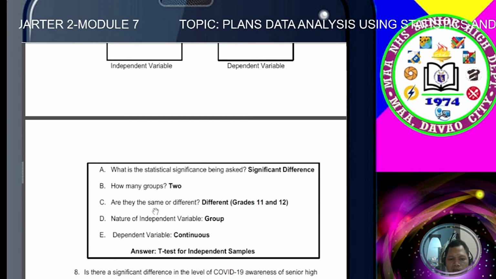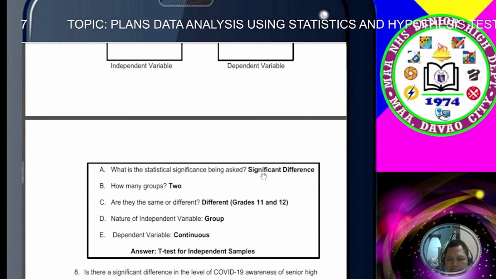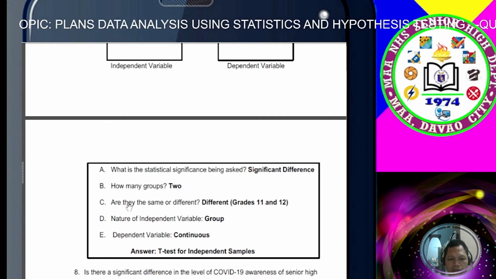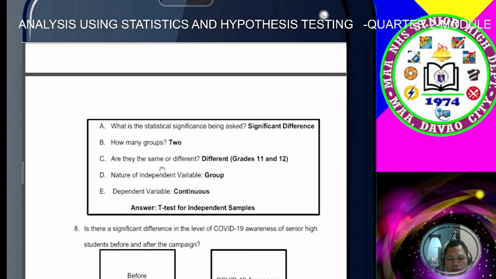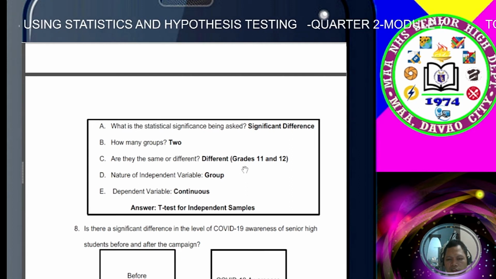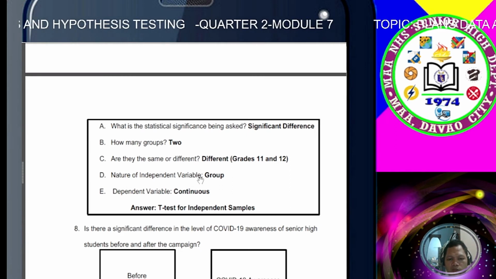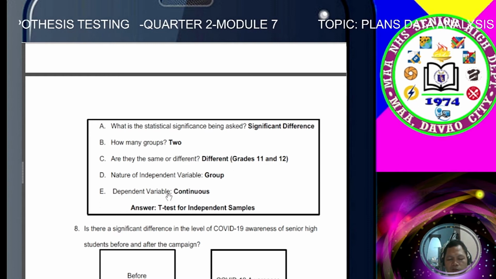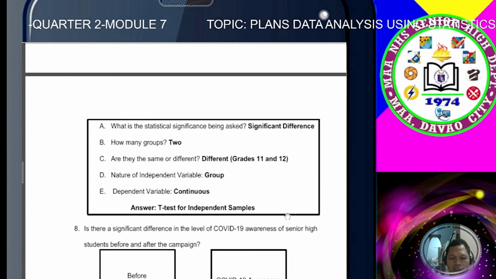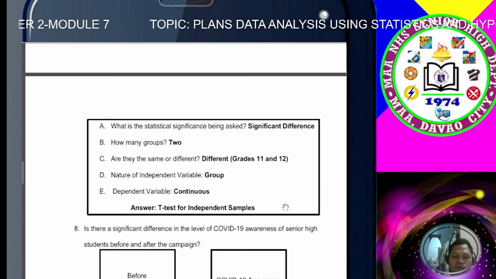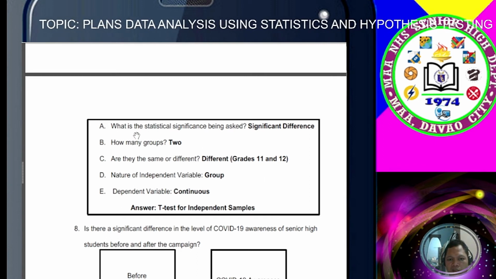Let's identify one by one. A, what is the statistical significance being asked? Significant difference. B, how many groups? We have two groups. C, are they the same or different? Different, because they are Grade 11 and Grade 12. D, nature of the variables: the independent variable is group, and the dependent variable is continuous. So the answer here is, we will use the t-test for independent samples. I hope you learn how to identify based on these elements.